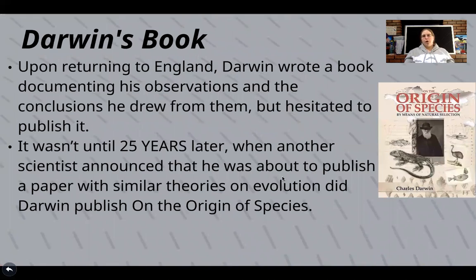So Darwin wrote a book, but he didn't write it as soon as he got back to England. After his voyage, when he returned home, he did write a book that looked at everything he studied. He documented all of his observations, his evidence, his ideas, his sketches. He was actually a pretty good artist. He also incorporated the conclusions he drew from all this evidence and data. But he didn't publish it right away.